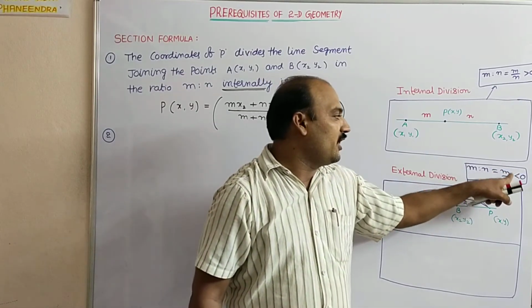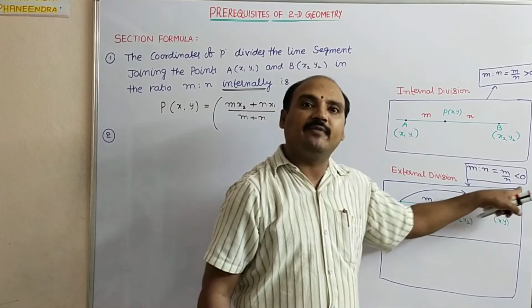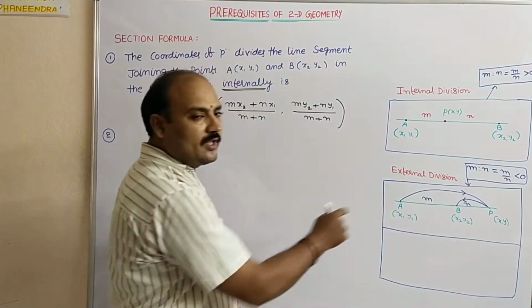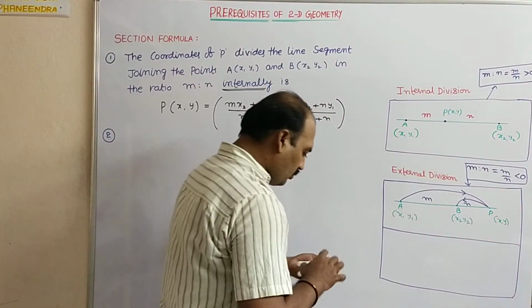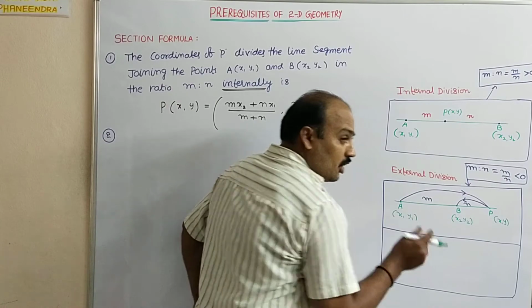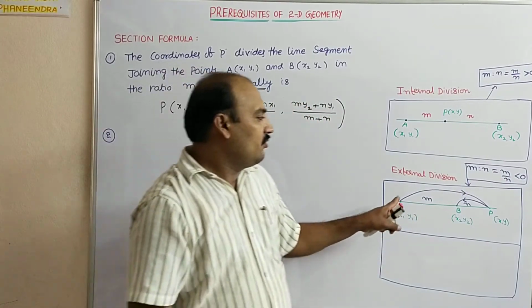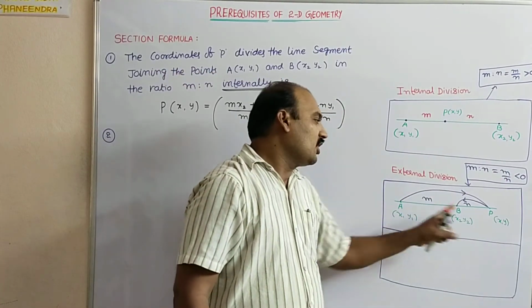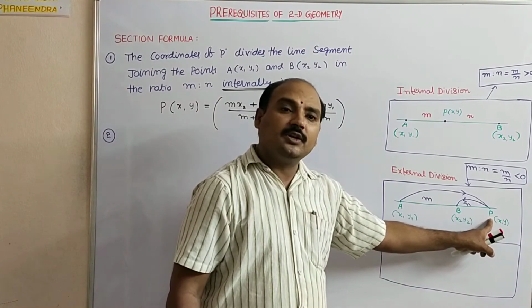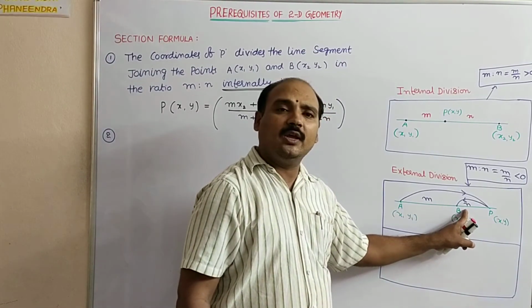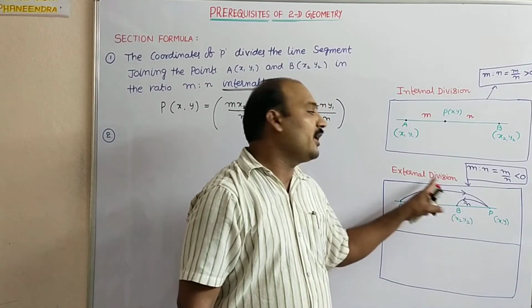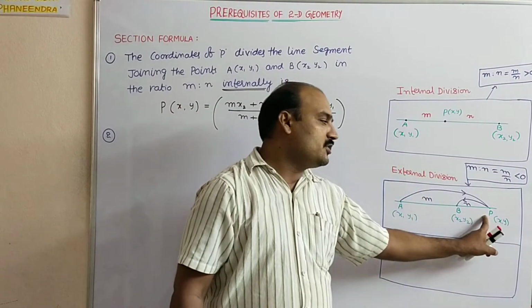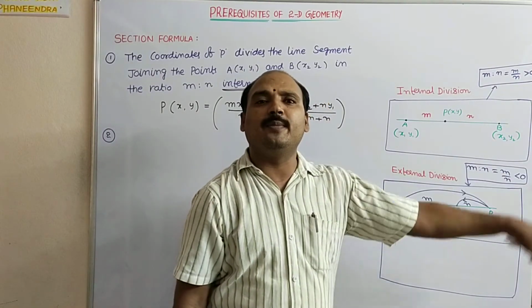So positive by negative is equal to negative, so negative is less than 0. Not only this case, but also we can take it like this. You observe one notation: whenever it is external division, the point P divides the line segment AB in the ratio of m is to n externally. The point P is away from A and B.